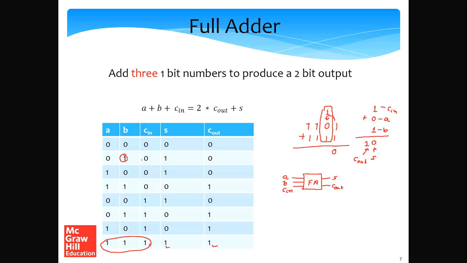B is 1 and A and carry in are 0, or when A is 1, or when carry in is 1, the rest two are 0, or when all three are 1. So what we can see is that the sum is 1 if and only if, out of A, B and carry in, an odd number of them are equal to 1. Right? So in this case, B is 1, the rest are 0. In this case, A is 1, the rest are 0. In this case, C in is 1, the rest are 0. Or all three of them are equal to 1.